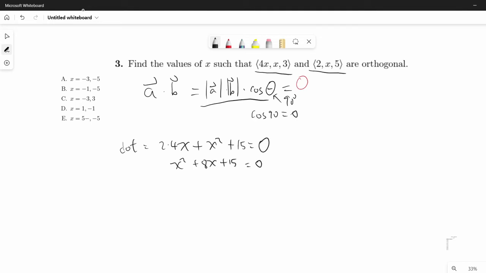We have this, and we can factor it like so, x plus 3 and x plus 5. So then we have the solution of x equal to -3 or -5. So for question 3, that would be A.